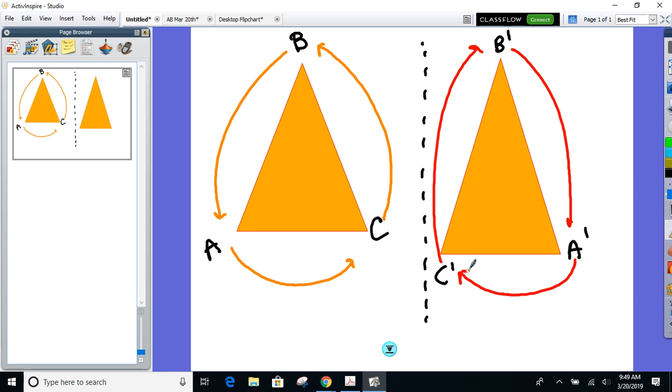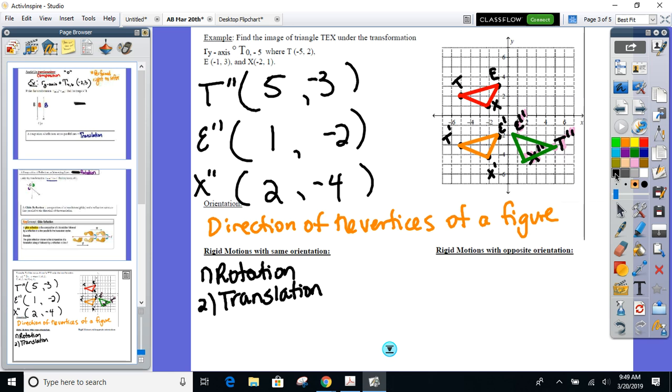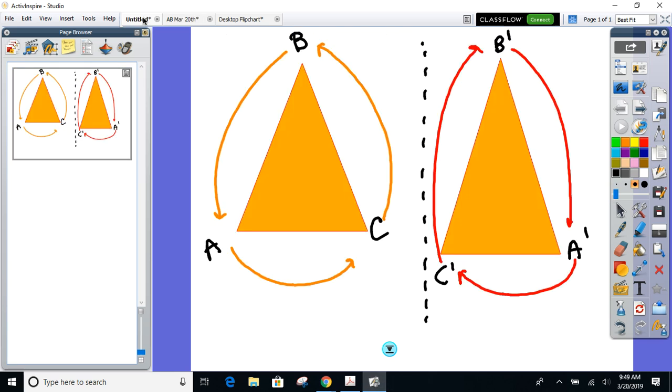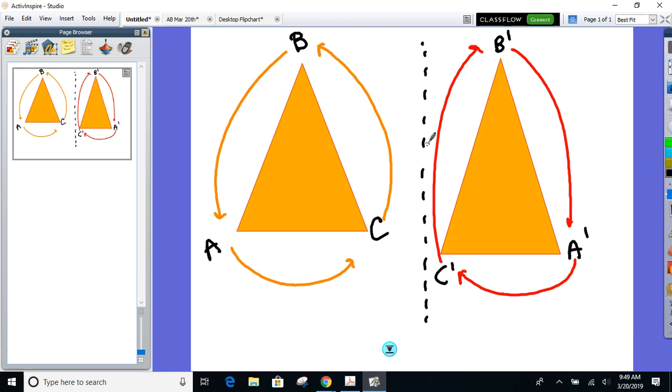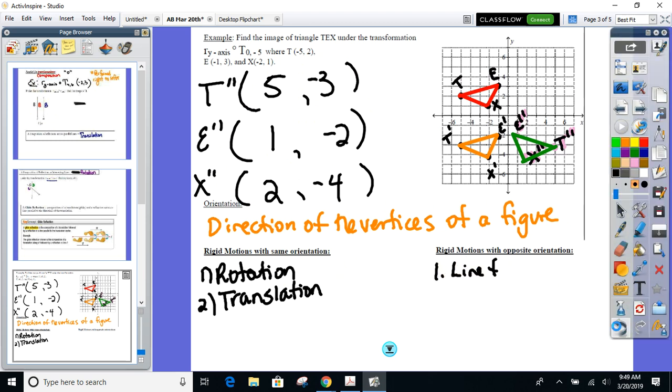Yes? Okay, but whoa! Don't even write down reflection. Don't write down reflection, and I'll show you why. What did I just reflect over? A line, okay? A line. So it's got to be not just reflection. I need you to put line reflection.